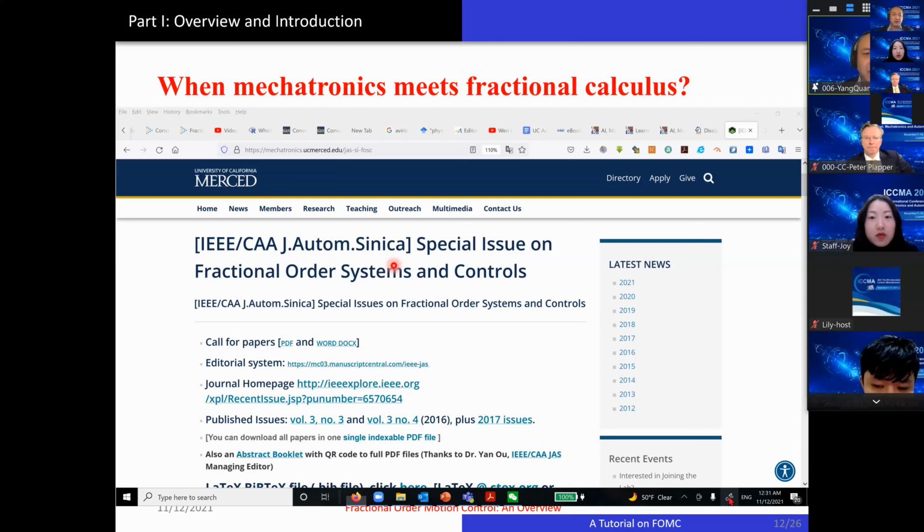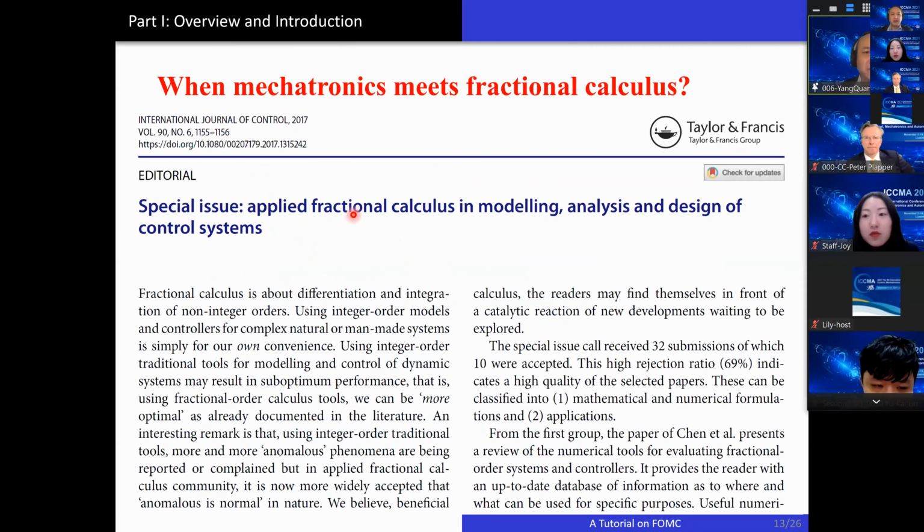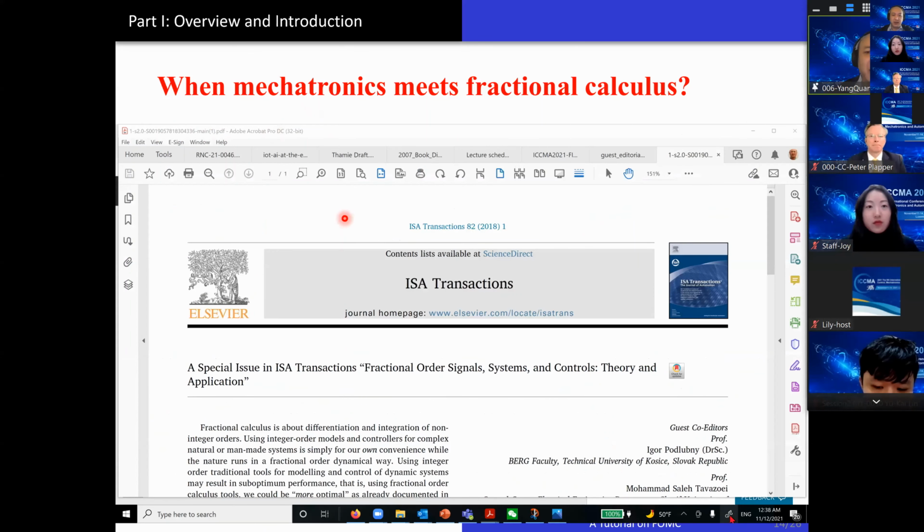Then the International Journal of Control, we dedicated a special issue in 2017, 4 years ago, about fractional calculus modeling, analysis, and design of control systems. Just to refresh your memory. It's a very nice special issue collection in the International Journal of Control. In ISA Transactions, we also had a special issue on fractional order signals, systems and controls. That's in 2018. So when we say fractional order calculus and mechatronics, I feel like they should naturally be combined and applied together.